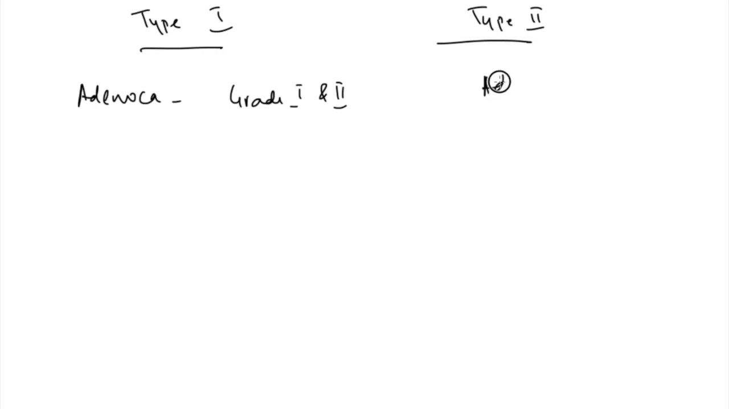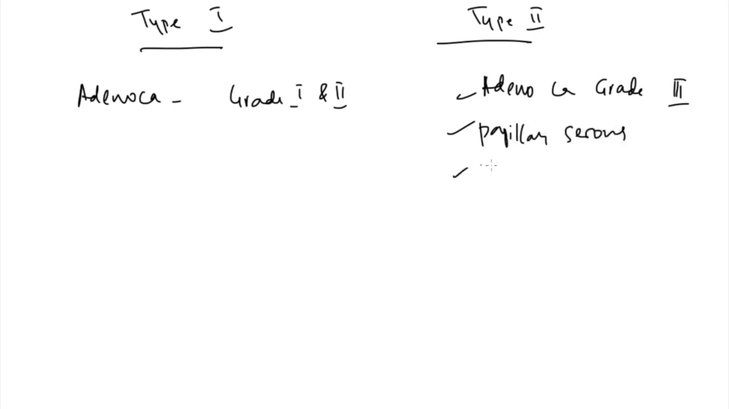Then here, type 2 is adenocarcinoma grade 2, adenocarcinoma grade 3, and all other types. What did we discuss? We discussed papillary serous type, and we also discussed clear cell variant. So that all comes under type 2. Now obviously, from this what can we make out? Type 1 is associated with good prognosis, and all our risk factors we studied will hold good here.